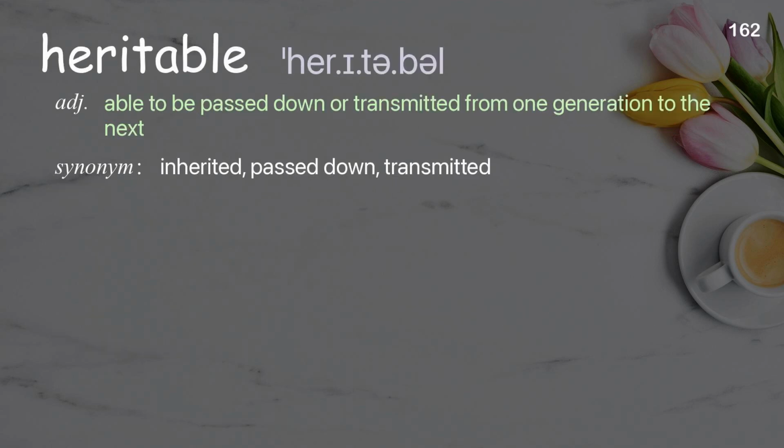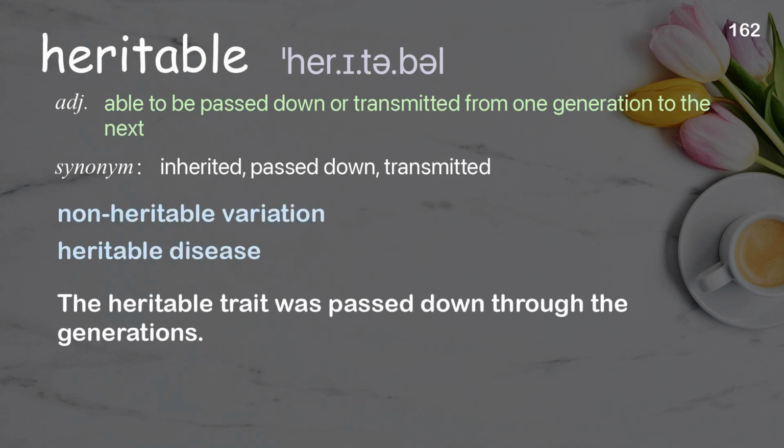Heritable. Able to be passed down or transmitted from one generation to the next. Examples: Non-heritable variation. Heritable disease. The heritable trait was passed down through the generations.